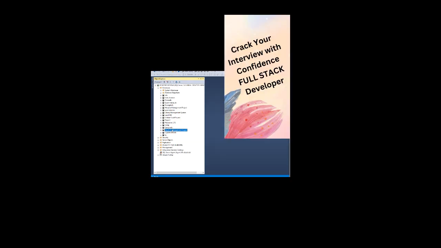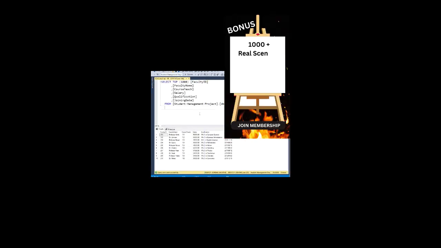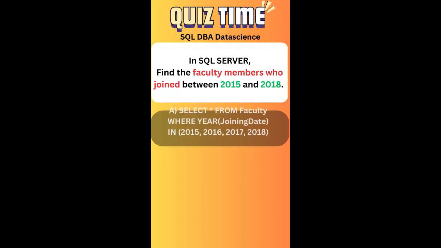This question is related to the student management project. Let me expand this database. Now my question is from the faculty table. I want to find the faculty members who joined between 2015 and 2018.